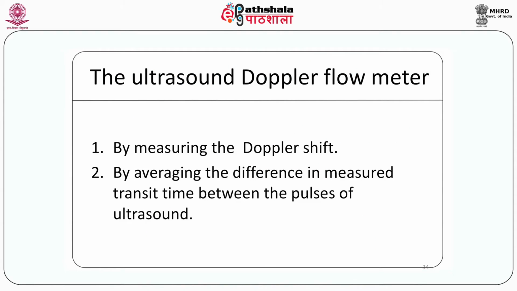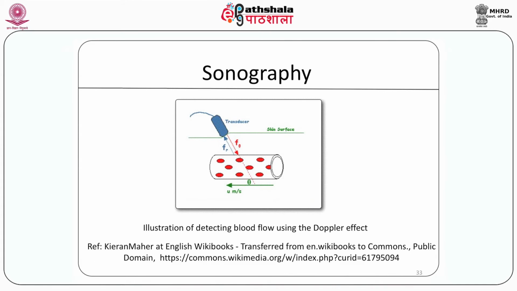So, there are two methods which ultrasonography applies for measurement of blood flow. First, based on Doppler shift principle, and the second based on calculation of transit time. I will describe each one in detail. This setup shows a schematic diagram to record blood flow by using ultrasonic Doppler. The Doppler ultrasound is not only used for measurement of the absolute value of blood velocity and volume, but it also helps in visualizing the blood flow.